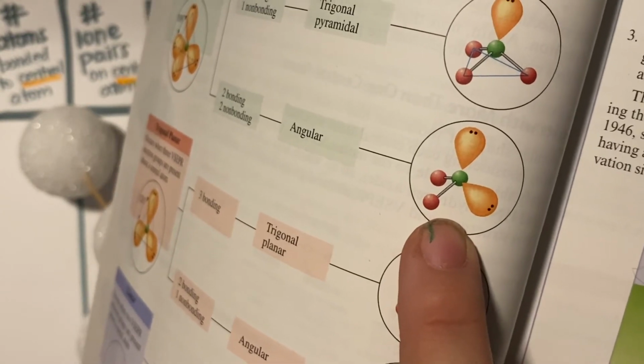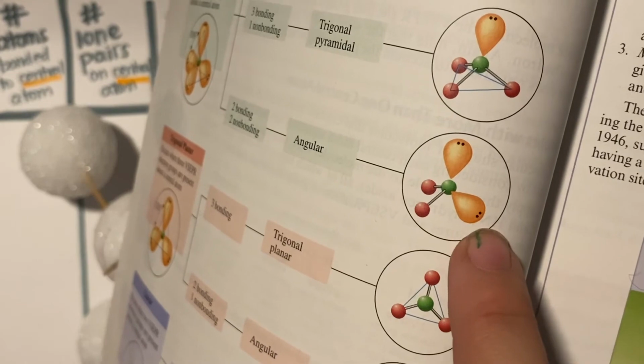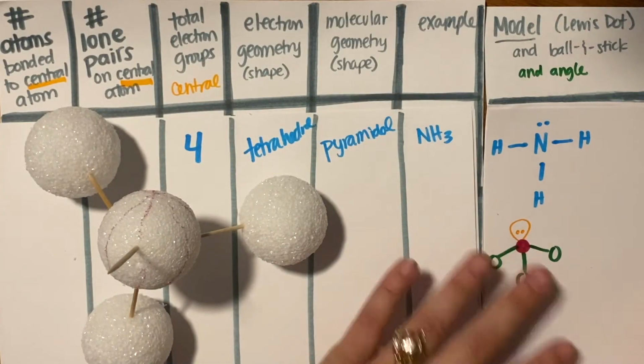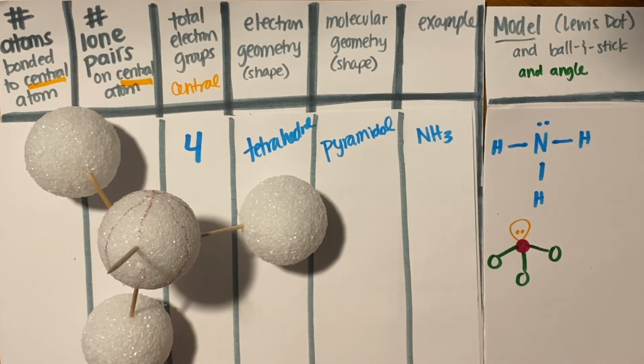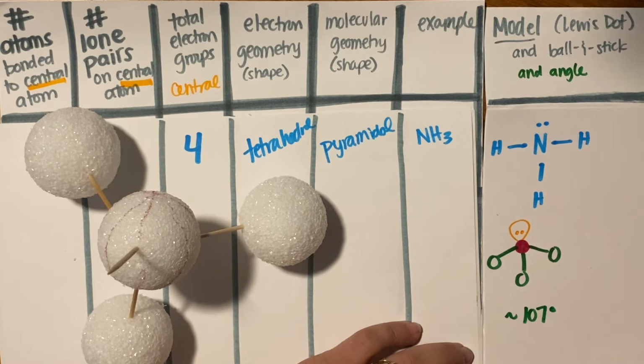See, so you can see that kind of orbital shape is showing your lone pair, okay? Because your lone pair, your 2 electrons, are going to be in an orbital together, right? So this would be your ball and stick model, okay? And the angle that these guys take is going to be about 107 degrees, okay?